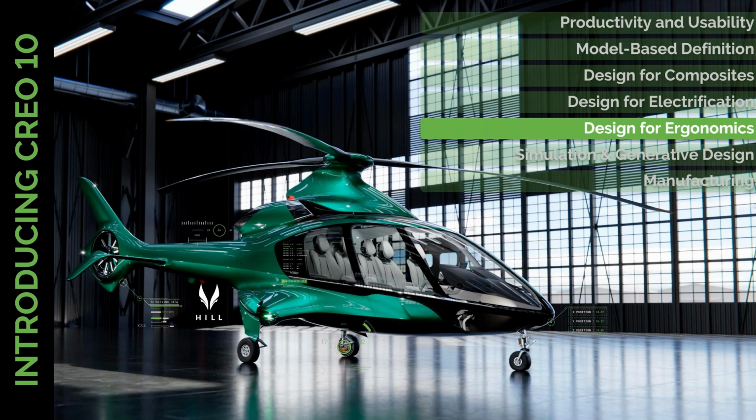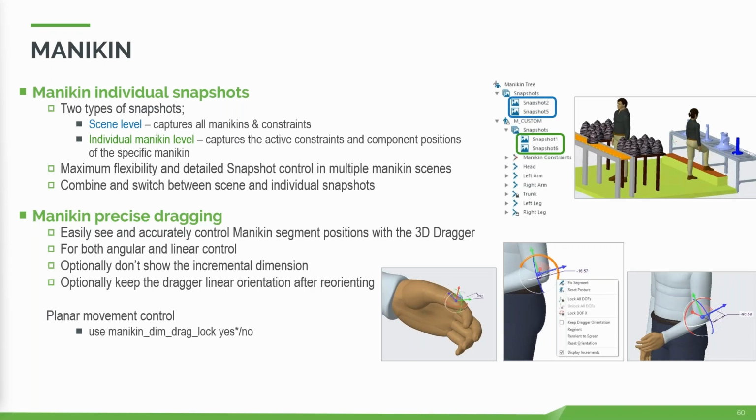The mannequin was introduced way back in the Wildfire days, and there's been a few enhancements over the years to the mannequins. Back in Creo 9, a big change was the ability to create our own custom mannequins, so you weren't just limited to the population data sets that came with the mannequin library. We had the ability to create our own custom male or female mannequins based on different sizes that we might need for specific use cases.